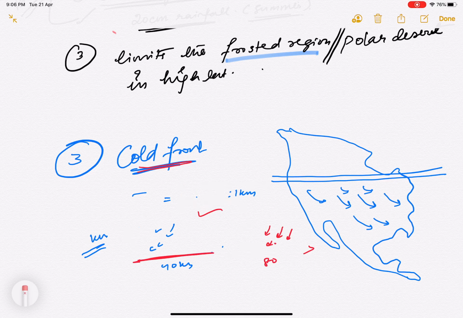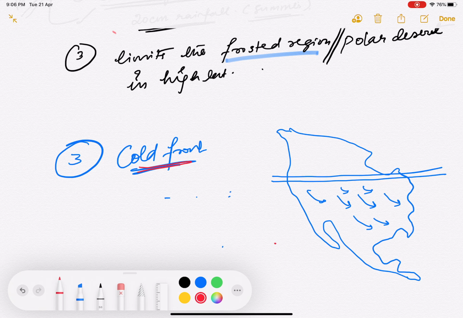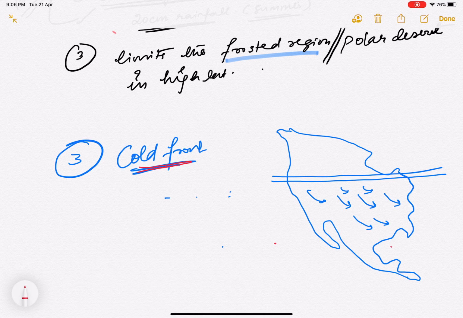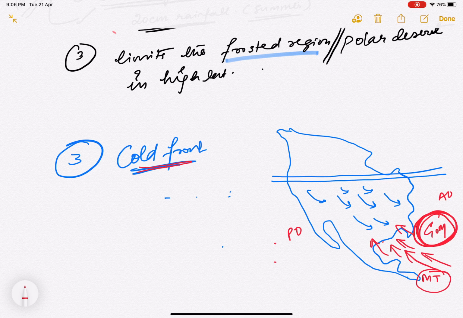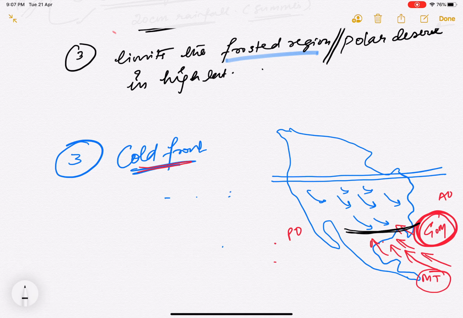So, with this understanding, one thing you also need to understand is that the cold front intrudes up to a longer distance. This is your Gulf of Mexico, this is your Pacific Ocean, this is your Atlantic Ocean. In your Gulf of Mexico, these cold polar winds come in contact with your maritime tropical air mass, and this maritime tropical air mass will result in the development of a squall line. What is this?